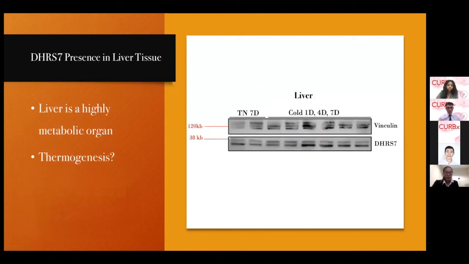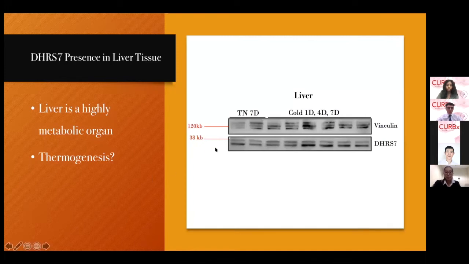Moving on to liver tissue, we used the same mice. The reason why we tested liver is because like BAT, brown adipose tissue, liver is a highly metabolic organ, but unlike brown adipose tissue, it does not possess UCP1 and therefore would not perform thermogenesis. We therefore would expect to see no change in protein expression of DHR7 even under cold because there's no thermogenesis or UCP1 to even activate in the first place.